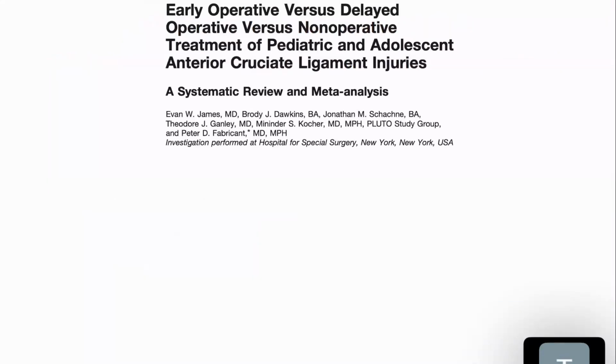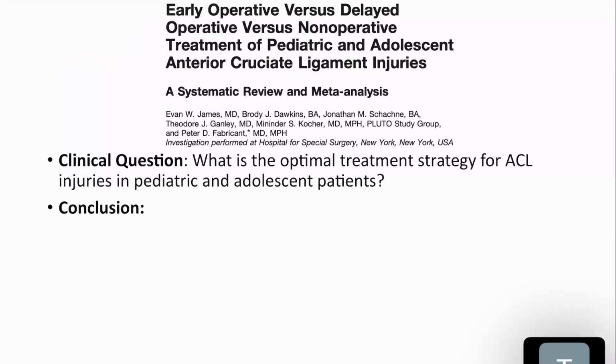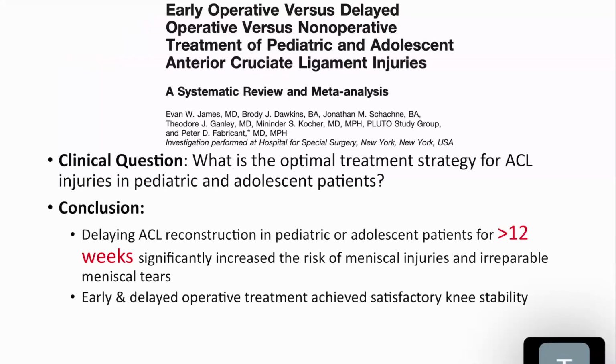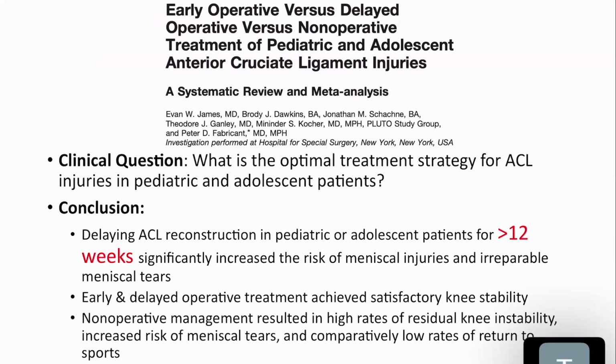And in this article here, this is a systematic review and meta-analysis of 30 studies published in 2021 by Dr. Coker in the Pluto study group. And it contained 50 cohorts that presented about 1,100 patients. And their clinical question was, what is the optimal treatment strategy for ACL injuries in pediatric and adolescent patients?